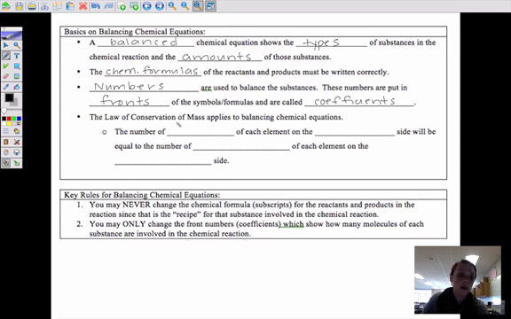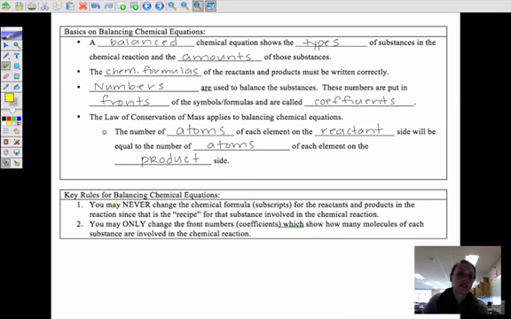So we need to remember that the number of atoms of each element on the reactant side, or the left side, or what we're starting with, will be equal to the number of atoms of each element on the product side, or the right side, or what we're ending with. So in lay terms, if we're starting with 5 atoms of oxygen, we need to end with 5 atoms of oxygen.